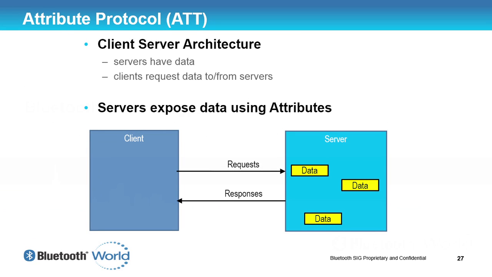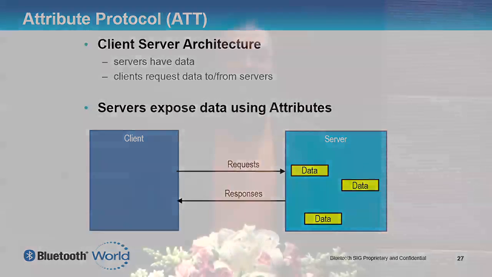Now, one of the key parts of Bluetooth Low Energy is a new protocol and profile that we've introduced. This is the attribute protocol and the generic attribute profile. The attribute protocol is a client-server architecture. The servers have data, and the clients want to interact with that data. You can see we've got this diagram here, where we've got a server that has some data, and we have this client on the left-hand side that sends requests to the server and sends responses back.